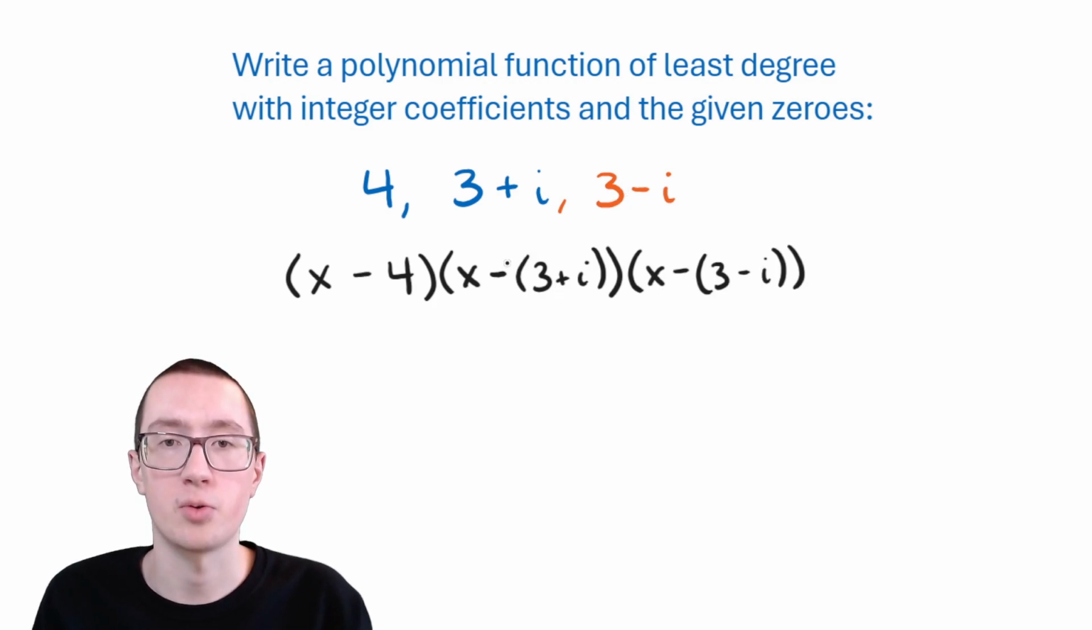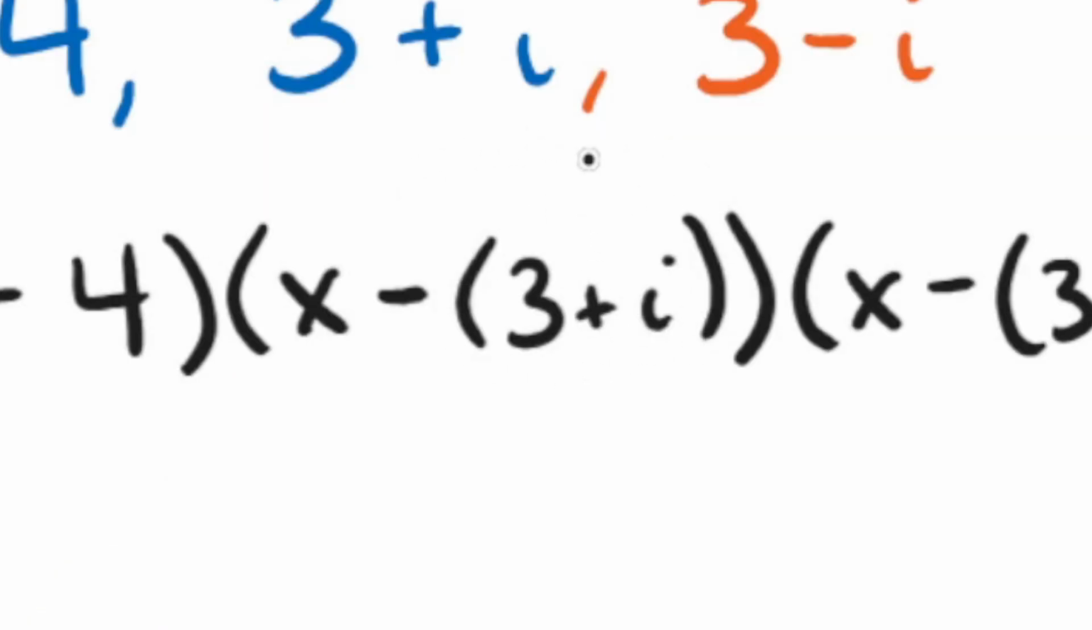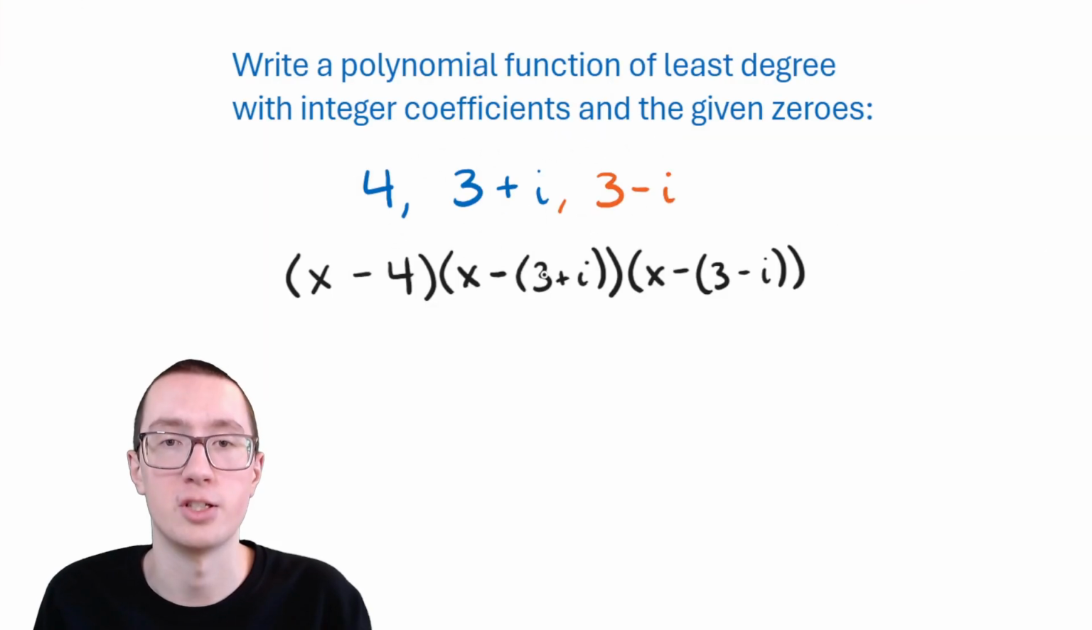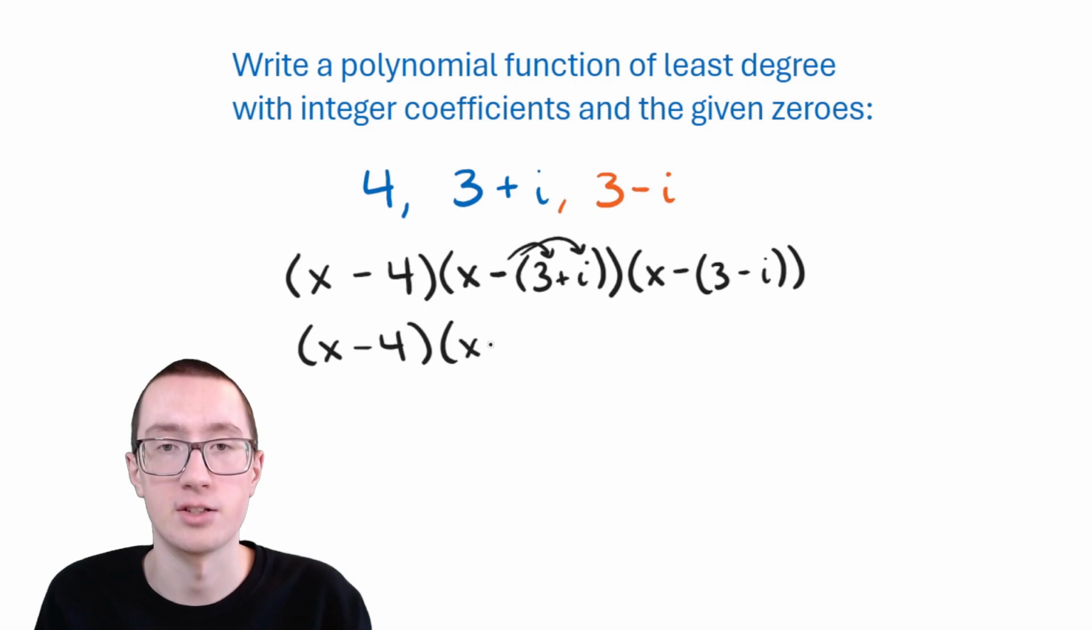So what I'm going to do is distribute the minus sign to both the 3 and the positive i in this case, and then to the 3 and the negative i in this case. Because remember, a minus and then something in parentheses means distributive property. You have to distribute to both. So we're going to have minus 3 and minus i. So we're going to have x minus 3 minus i. And then over here, we're going to distribute the minus sign as well.